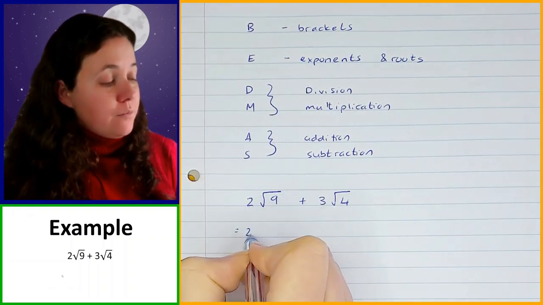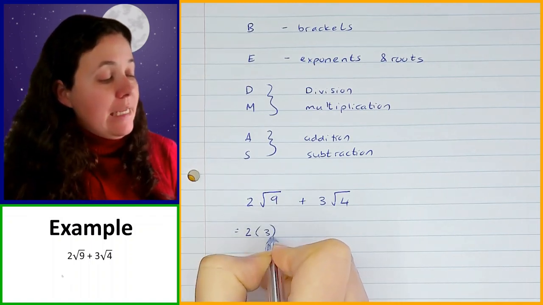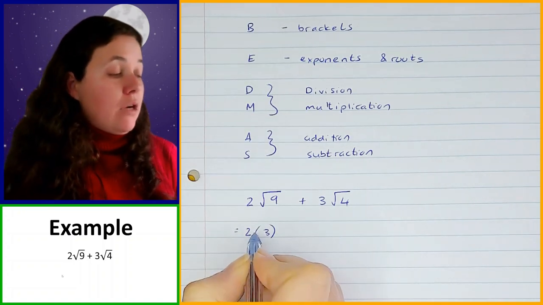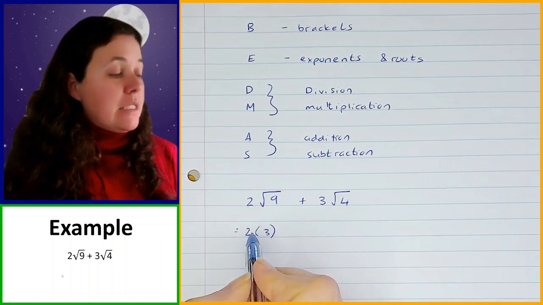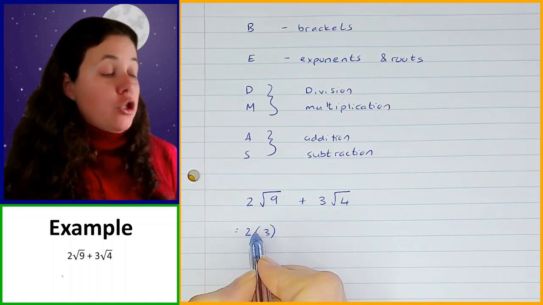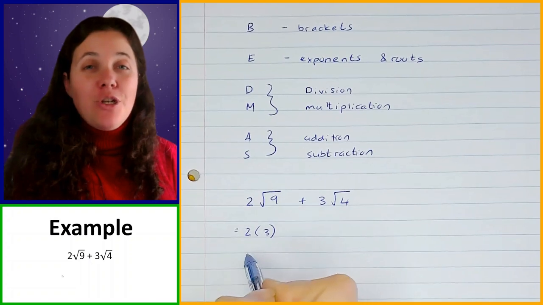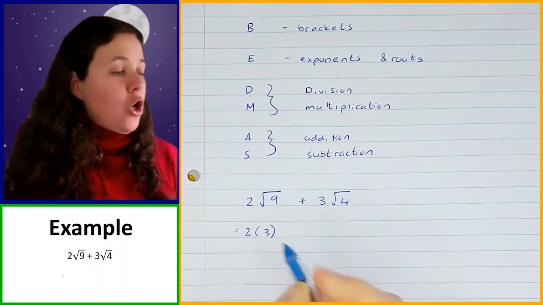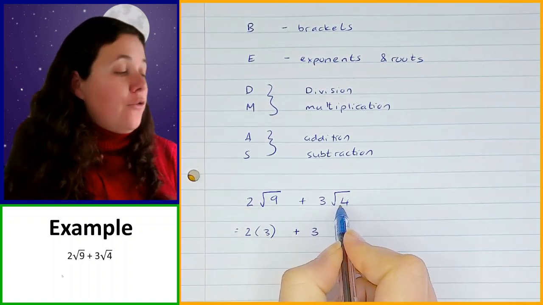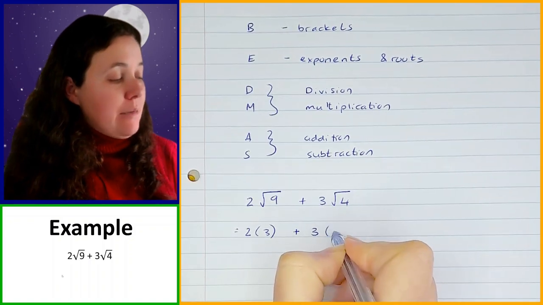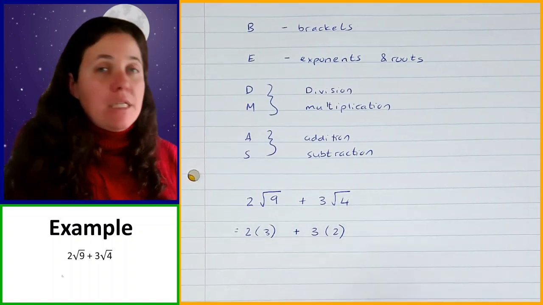So I've got 2 multiplied by the square root of 9, which is 3. So this is 2 times 3. Now I can either write a multiplication sign, or I can write a dot, which I'm going to talk to you about a little while later, not necessarily in this lesson, but a dot also gets used to show multiplication. Or I can write the 3 in brackets. I can't just write the 3 next to the 2 because then it's going to look like 23. And it's not 23, so I can't do that. Okay, then I've got plus 3, and then the square root of 4 is 2. So again, the same thing, I can just write it in brackets like that. Or I can write times 2, or I can write a dot and then 2.